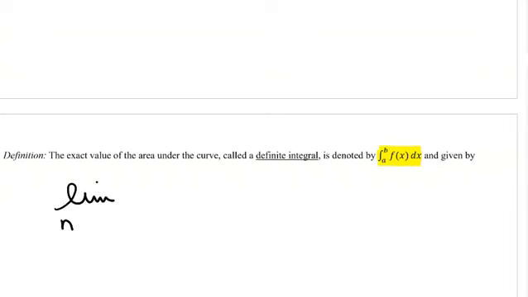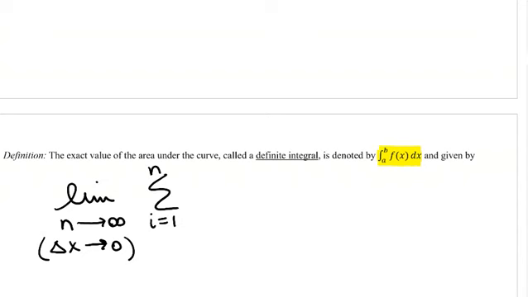And if n is the number of rectangles, then we're going to want n to go to infinity, which will also necessitate that the width of each rectangle is going to 0. So I'll just put that there. It's the limit of the Riemann sum. So it's the limit as the sum, i is going to run from the first rectangle up to the nth rectangle, of f of x sub i multiplied by delta x.